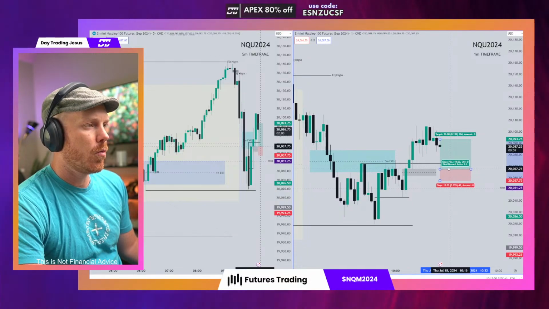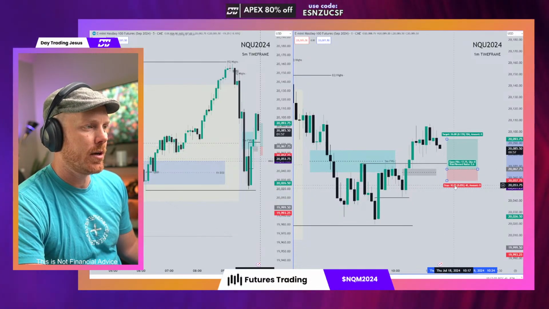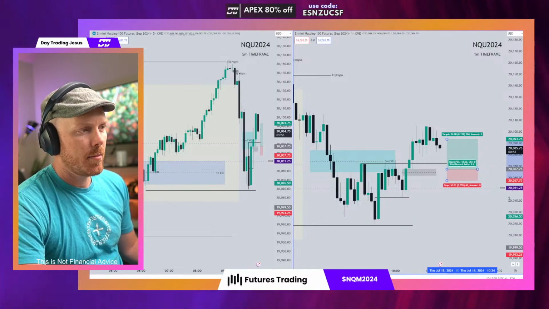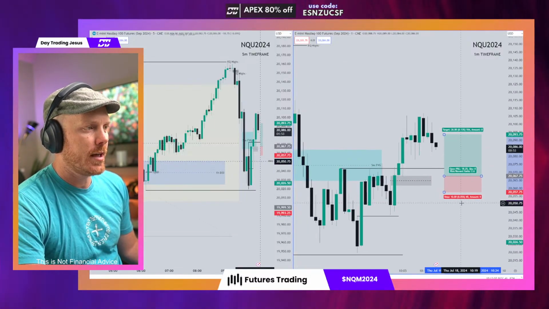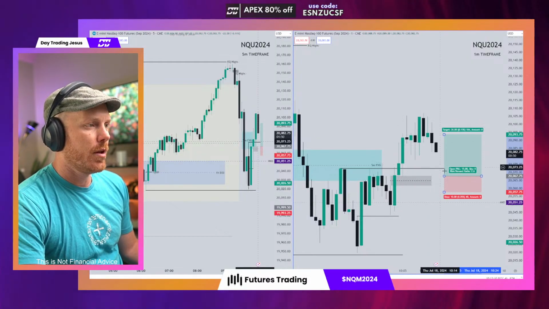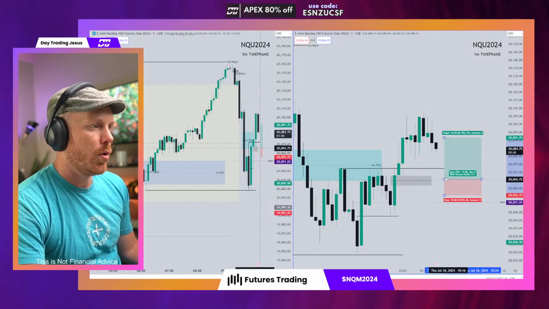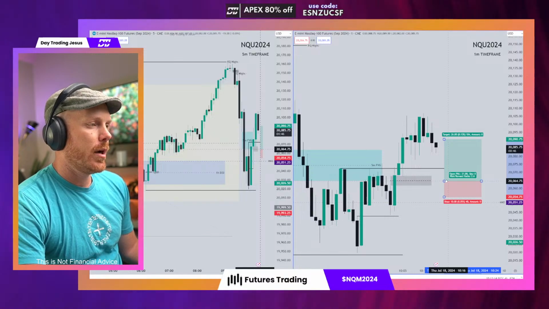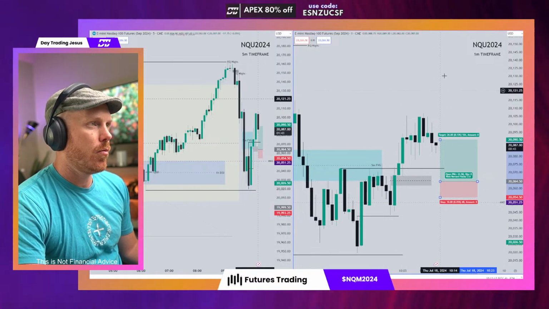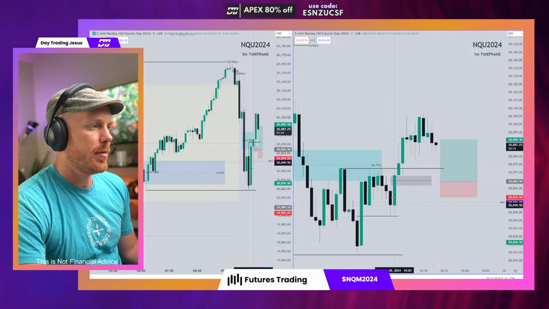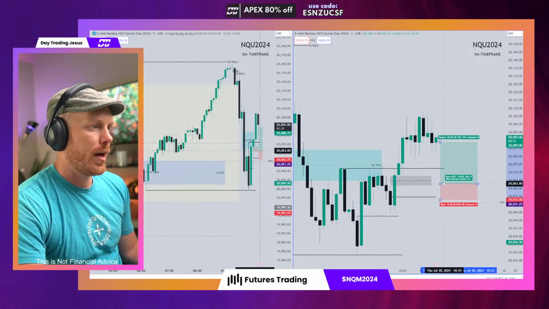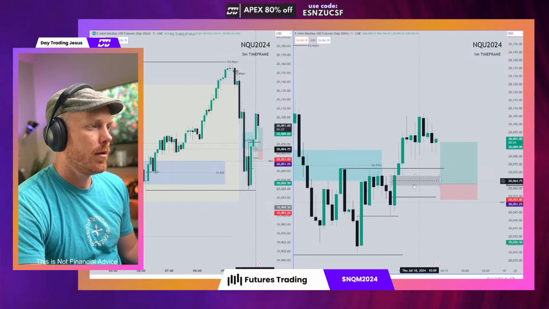I'm trying to figure out where I'd want my entry to be based on a 10 handle stop loss. That makes it hard, because if I want to stick with a 10 handle stop loss with all the volatility, I need to make sure I'm low enough to where I'm okay with price. So I think I'd want my stop loss to be below the consequent encroachment, or the mean threshold, of this order block. That would put my entry somewhere on the lower half of this fair value gap.